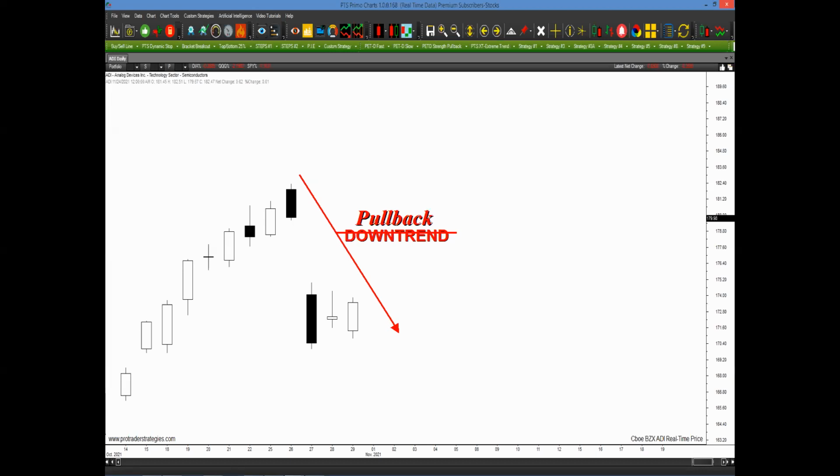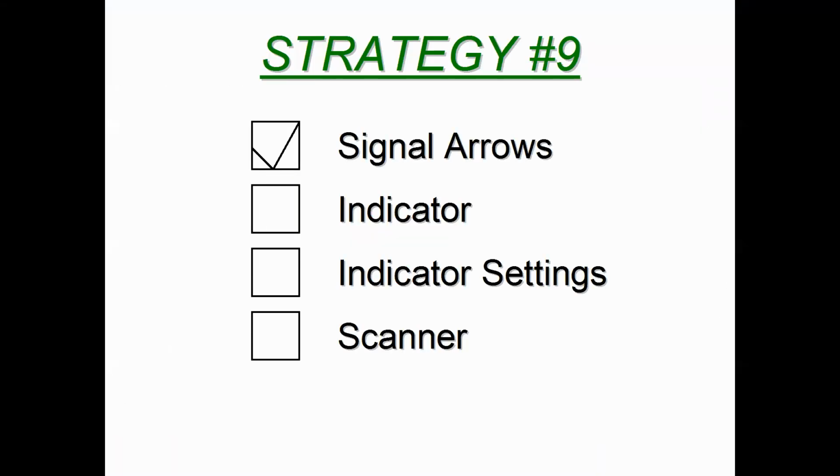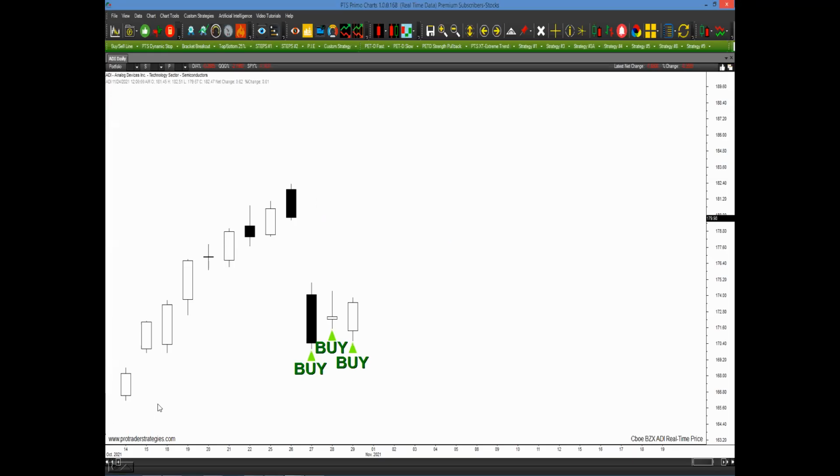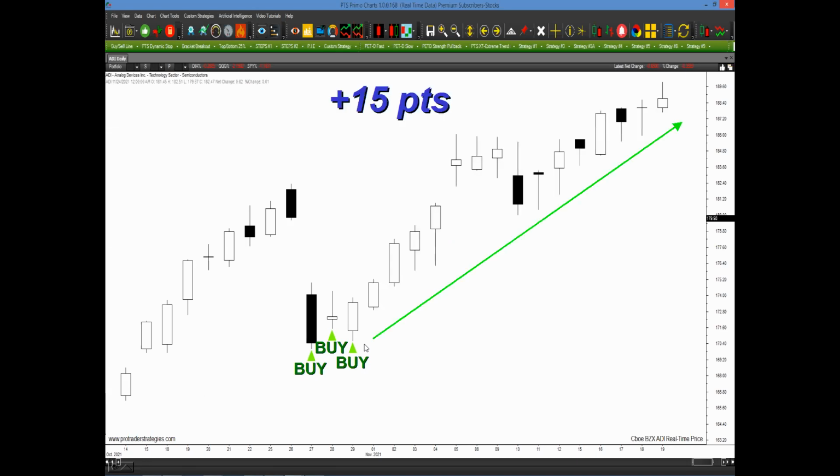So now that you know the rules, you study your work and say, you know what, I think that there may be some buy setups here. Click on strategy number 9, click on signal arrows, and you are right. In fact, you have a little cluster here of 3 buy signals in a row. Very strong, high probability setups here that most likely will work. Had you taken any one of those setups, most likely you could have potentially captured 15 points.